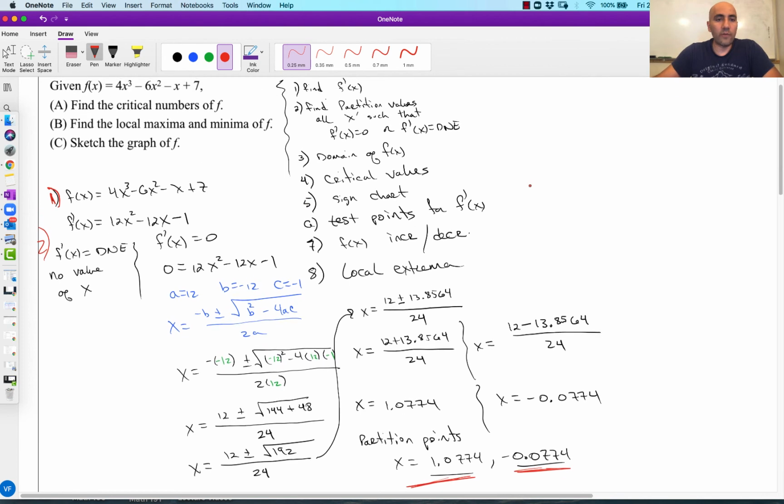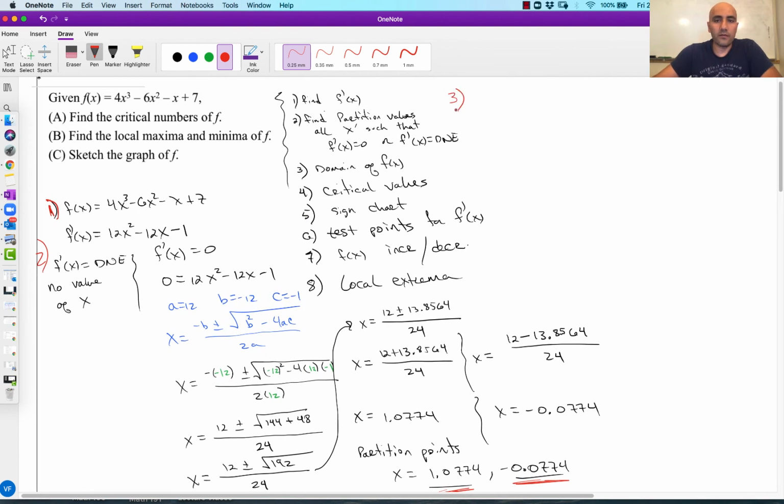Step 3 is to think about the domain of our function. Now, luckily, this is a polynomial. So f of x is a polynomial, and therefore the domain is all real numbers, from negative infinity to positive infinity. Step 4 is to think about those critical numbers. Well, the domain is all real numbers, therefore both of these are in the domain. Therefore, those two numbers can now be upgraded to critical numbers.